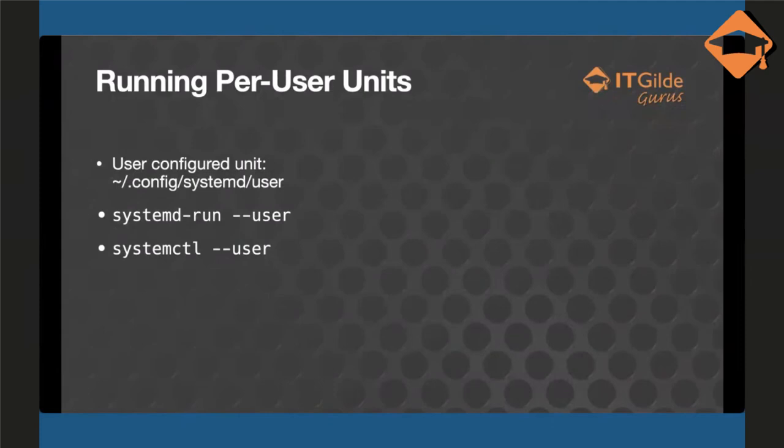As an unprivileged user, you can start and even auto-start units while logging in by creating them in the directory .config/systemd/user. The same commands are available to you as for the system-wide units. Just add the --user parameter.